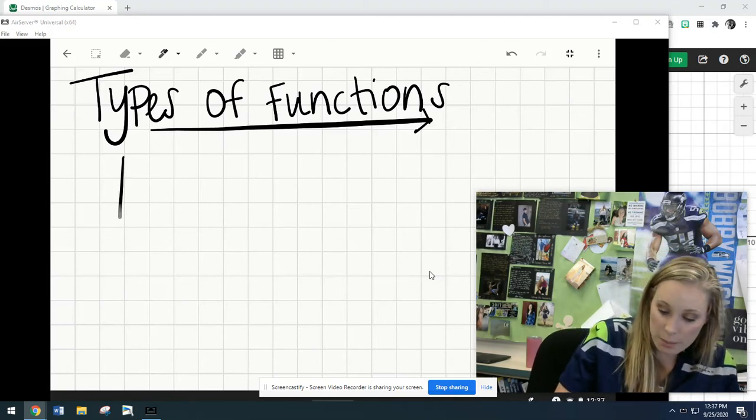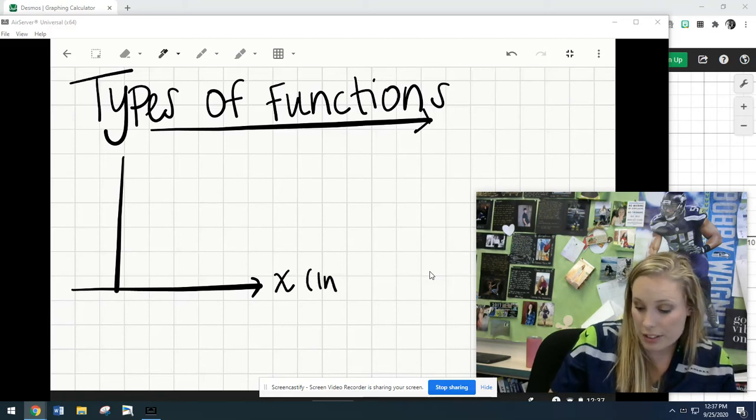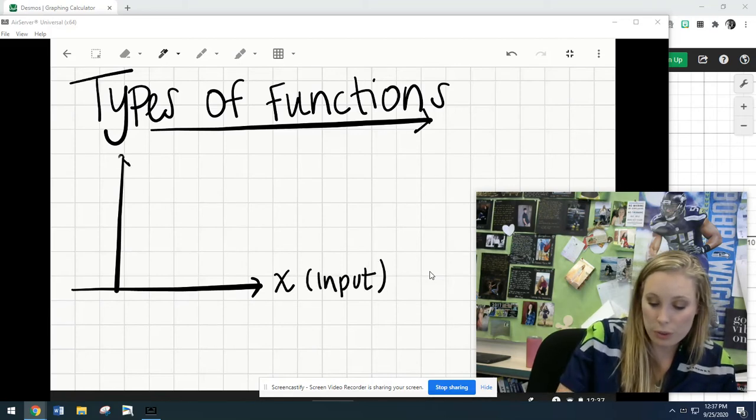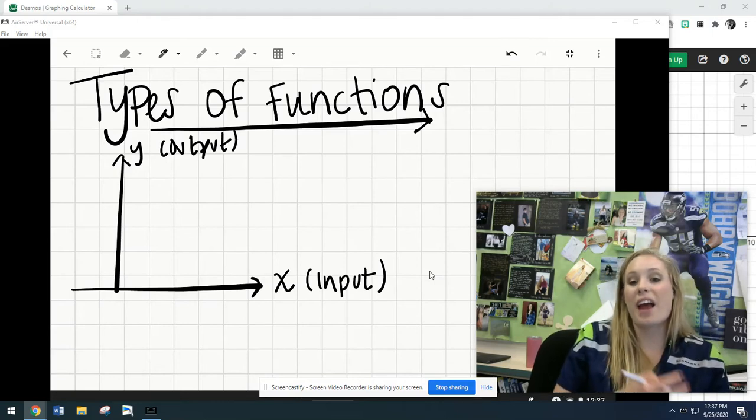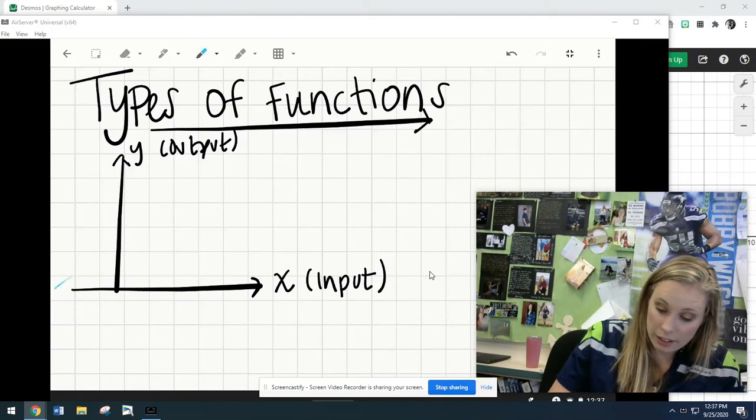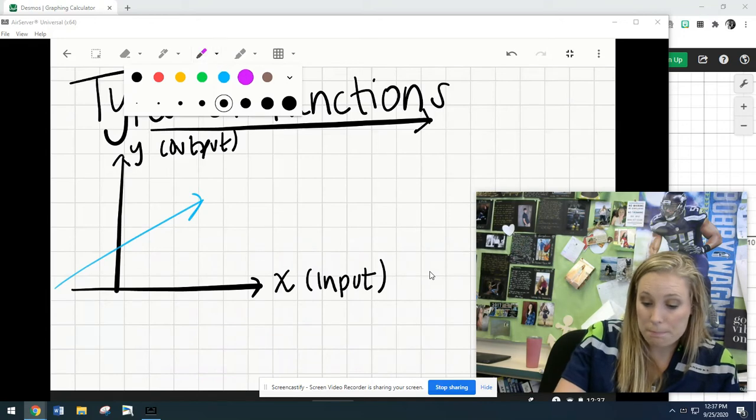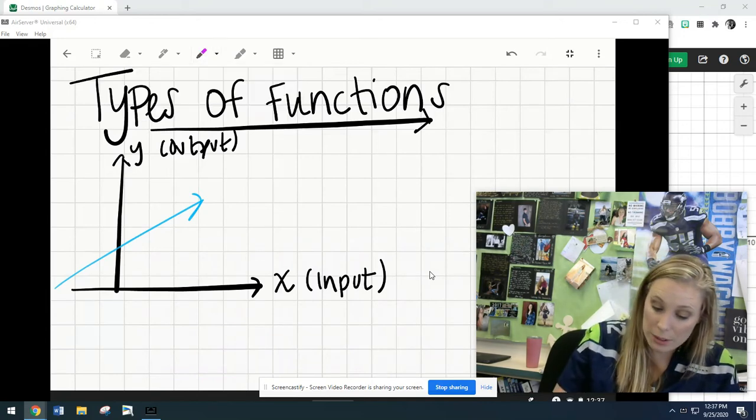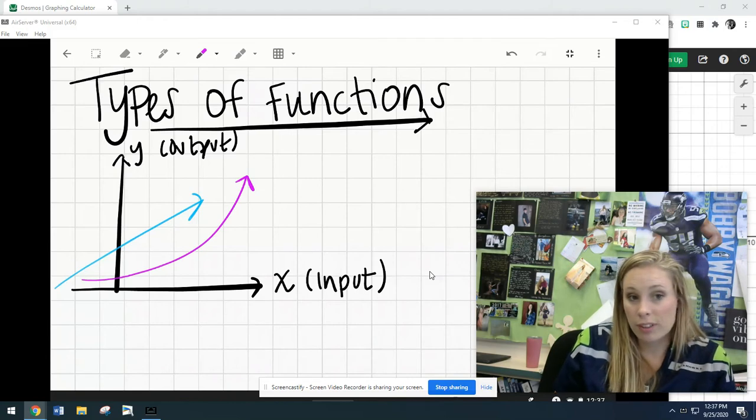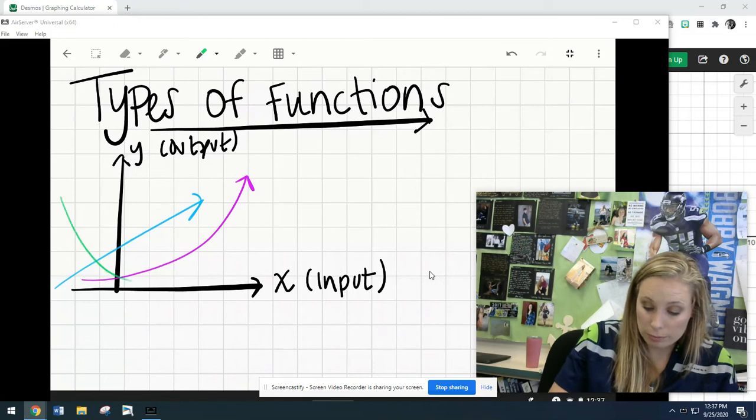So a function is something that for every x value, for every input, there is only one output. There is only one output. So a function could look like a line. A function could look like an exponential curve. A function could look like a parabola.